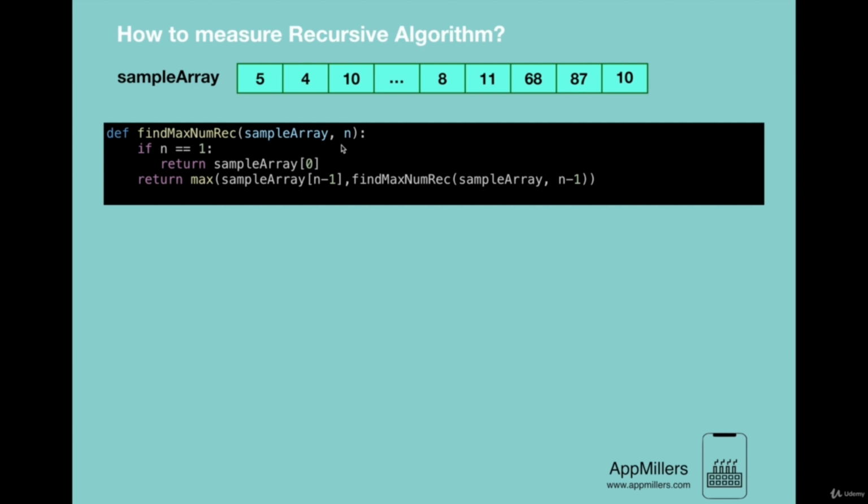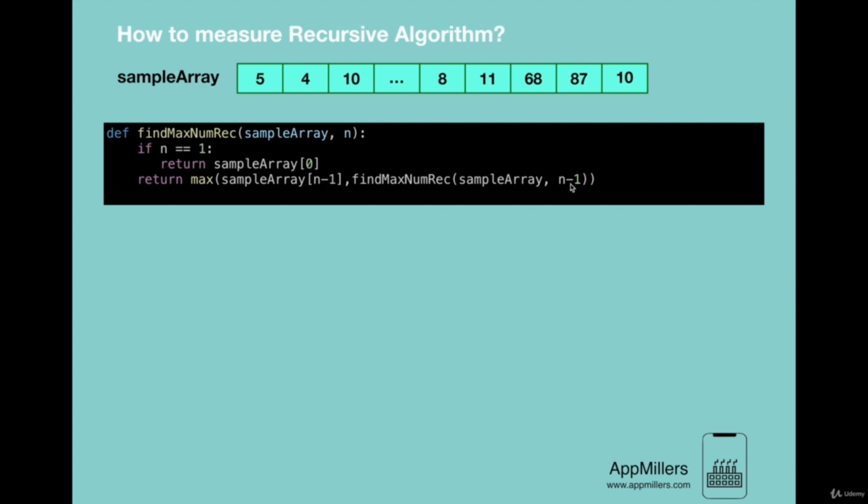Here we create a function which takes an array as a parameter and the size of the array. The first condition here is if the array size is 1, then we return the first element of the array. Otherwise, if that's not the case, we compare the current element's value, which is the last element, with the value that is returned from the same function with n-1.